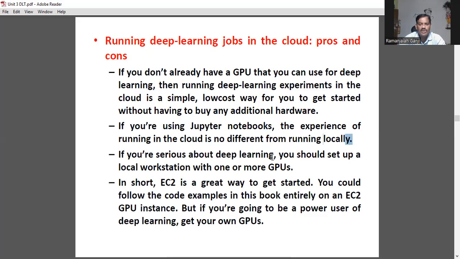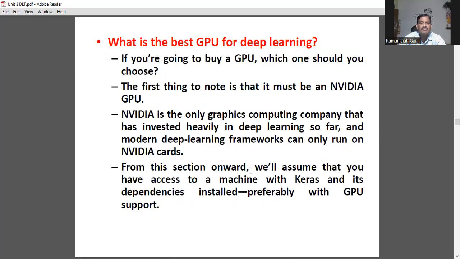If you are serious about deep learning, it is always advisable to set up a local workstation with one or more GPUs. EC2 is a great way to get started. You could follow the code examples in our textbook entirely on EC2 GPU instances. But if you are going to be a power user of deep learning, get your own GPU.